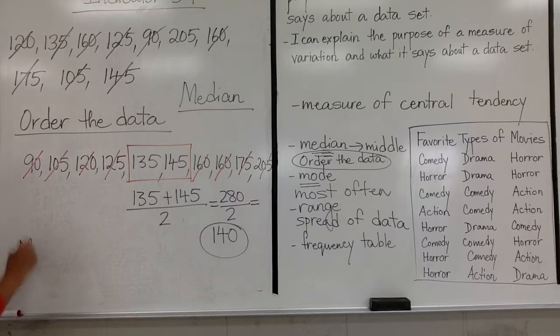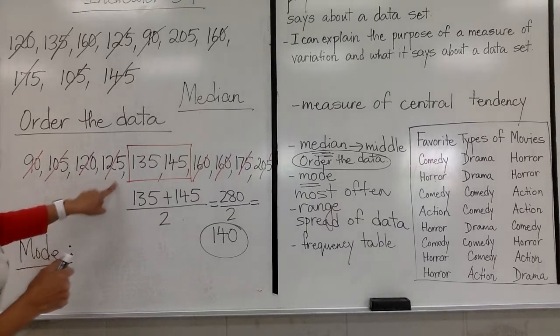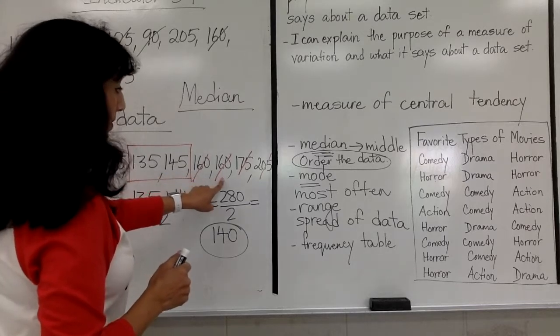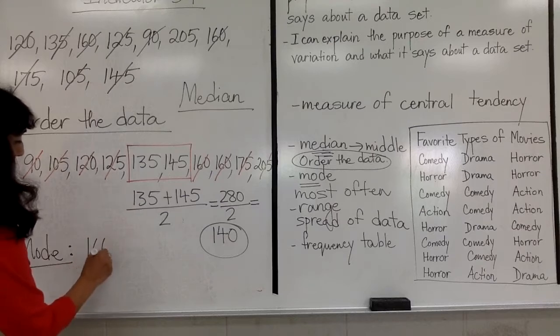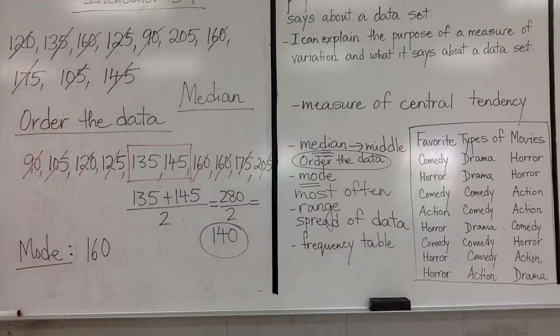Now for mode, let's see which number is occurring the most. So this is one time, one time, one time, one time, one time, one time. Oh, 2 times. This is 1 and 1. So your mode is going to be 160.